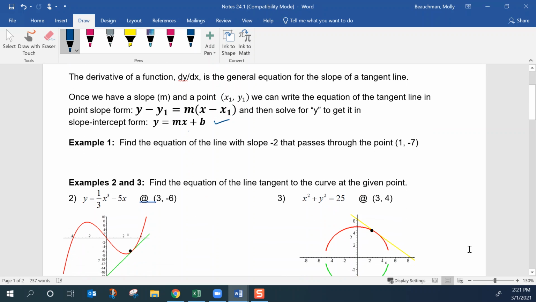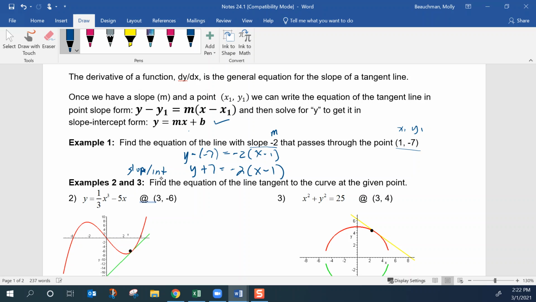So first example, just using the formula, find the equation of the line with a slope of -2 that passes through the point (1, -7). So this is our slope m, and it's going to be a slope of our tangent line, and our point (x1, y1). Substitute, we get y minus our y coordinate, -7, is equal to the slope, -2, times (x minus 1). So y plus 7 is equal to -2 times (x minus 1) is the equation of the line given in point-slope form.